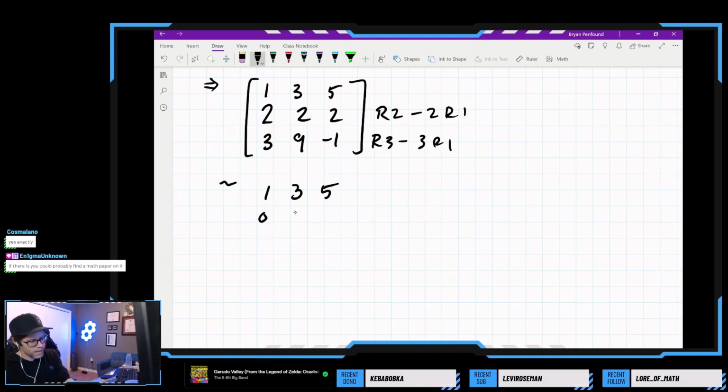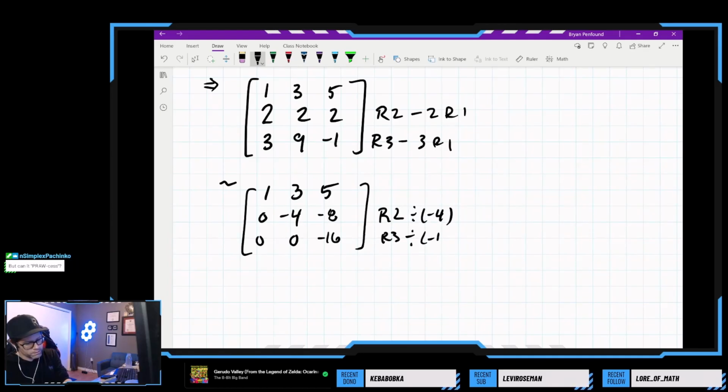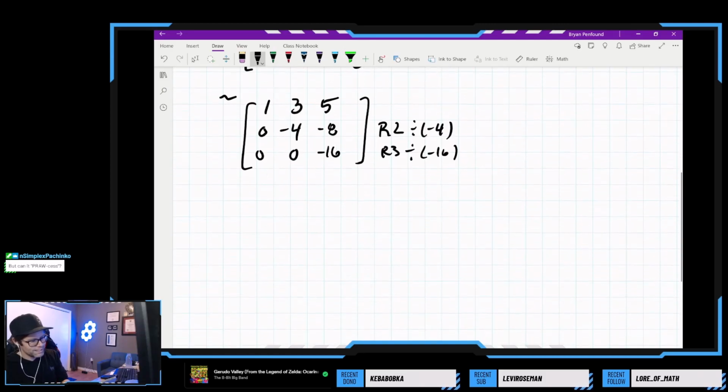So 2 take away 6 is going to be negative 4. 2 take away 10 is negative 8. Nice. And then 3 take away 3, 9 take away 9. Uh-oh, drum roll. Negative 1 take away 15. Oh, phew. Negative 1 take away 15, so that's negative 16. Then we can take row 2 and divide by negative 4. And we can take row 3 and divide by negative 16.